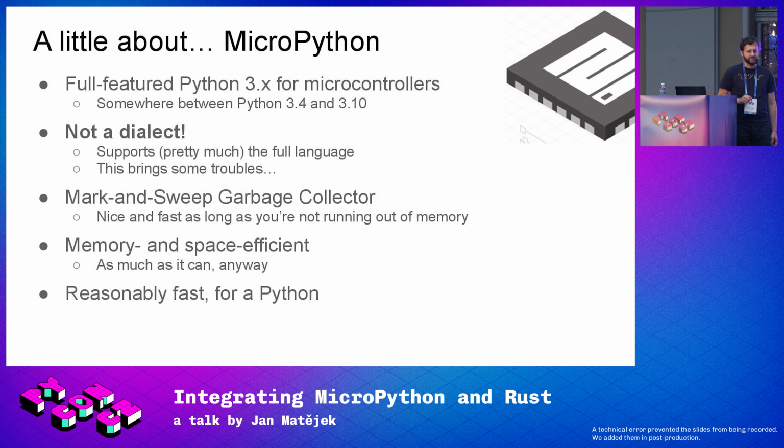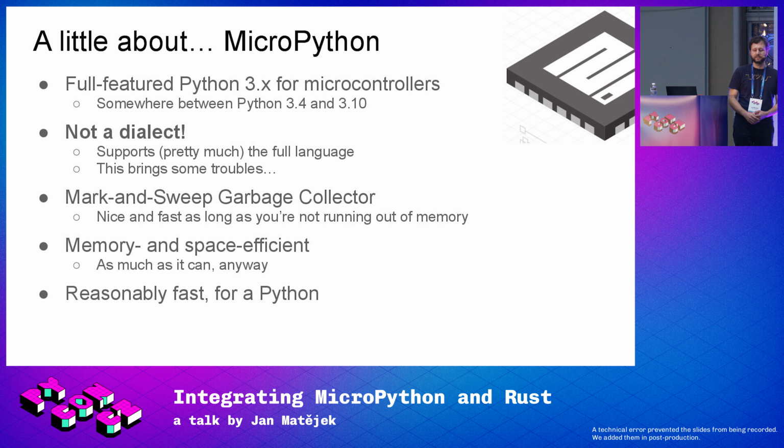A little about MicroPython. MicroPython is an implementation of Python 3 for microcontrollers, so very small CPUs that run on bare metal, no operating system, etc. The language itself is somewhere between Python 3.4 and 3.10. It's important to say that MicroPython is not a dialect. It's actually a full-featured Python. You get all the features, the descriptor protocol, decorators, iterators, you name it, basically. And this brings some troubles, as we will see later.